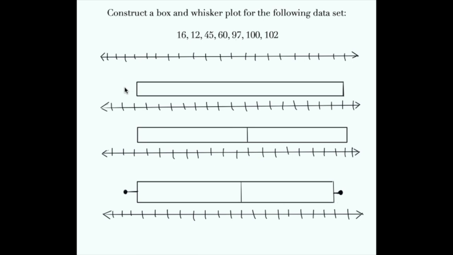We construct the box and whisker plot as follows. Draw a number line where the distance between each mark is 5 units. Next, draw a box between the first and third quartiles. Then, draw a line where the median is. Finally, draw lines to the points that represent the minimum and the maximum.